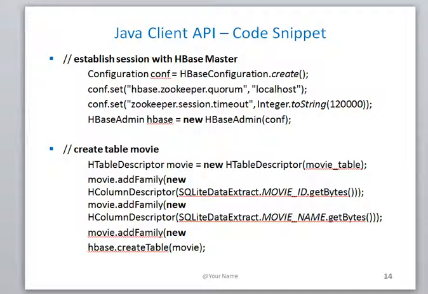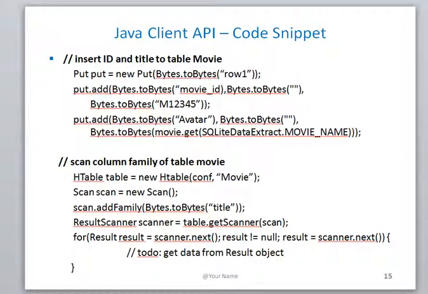To create a table movie, we need a table descriptor object, and then we create the column family and add it to the table, and then invoke the create table method to create the table.